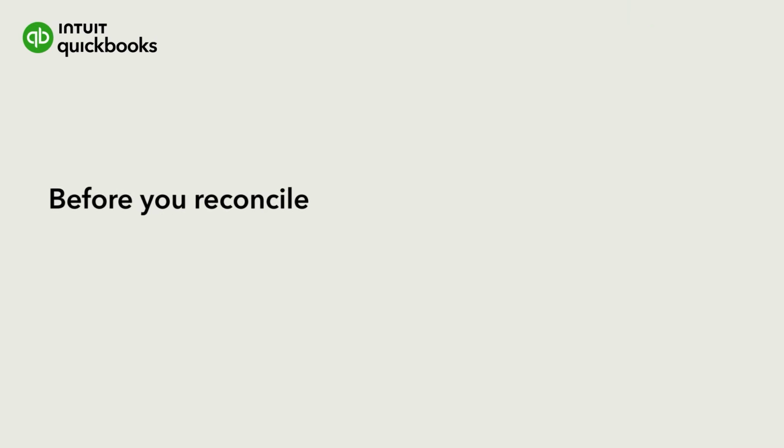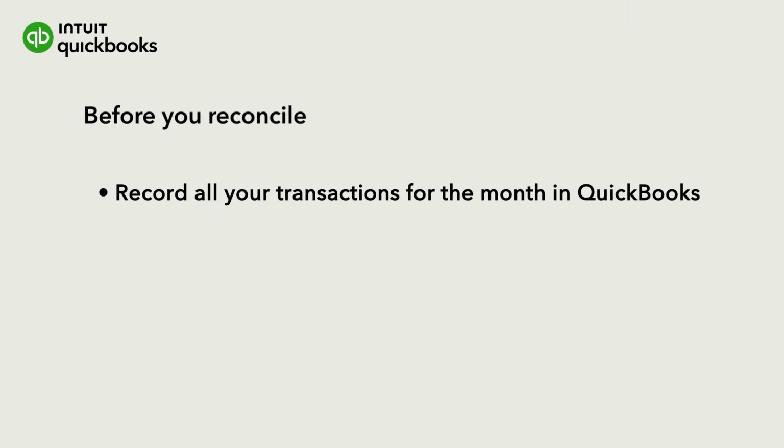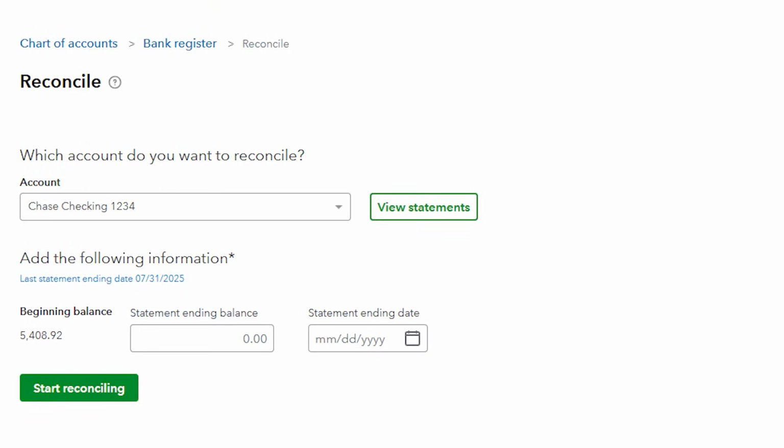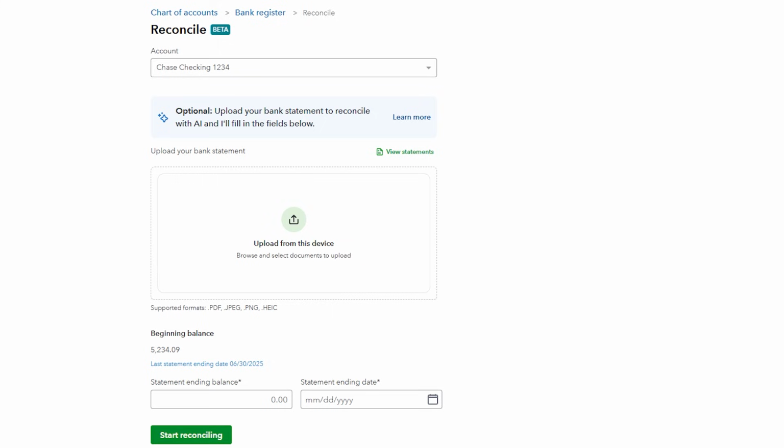It's best to do this process every month after you get your statement from the bank. You'll need your statement to match the bank's records to QuickBooks, so have it handy. There are two different reconciliation experiences in QuickBooks: our classic workflow and an AI-powered version. Check our plans and pricing page to see which features are included in your plan. Let's start with the classic workflow. If you have the AI-powered reconciliation experience, you can skip ahead to see that version.